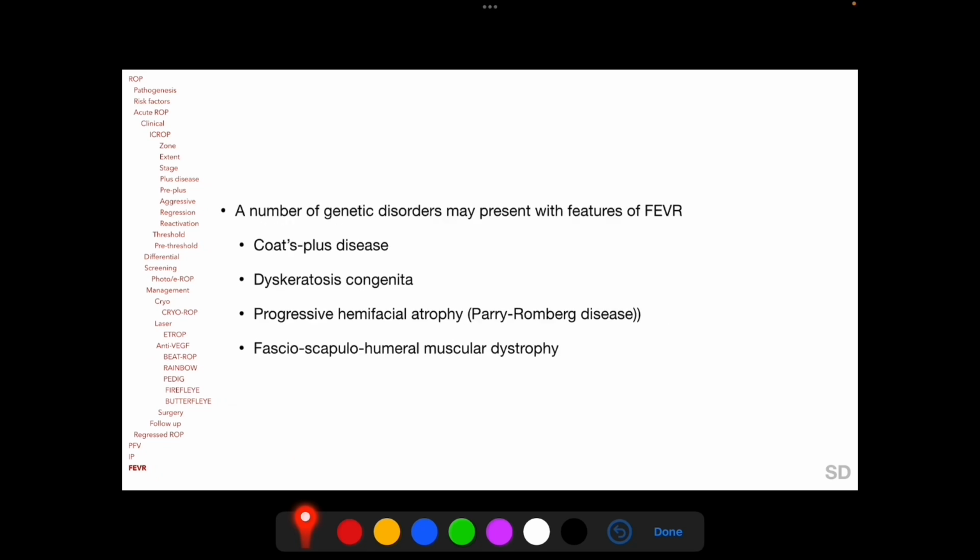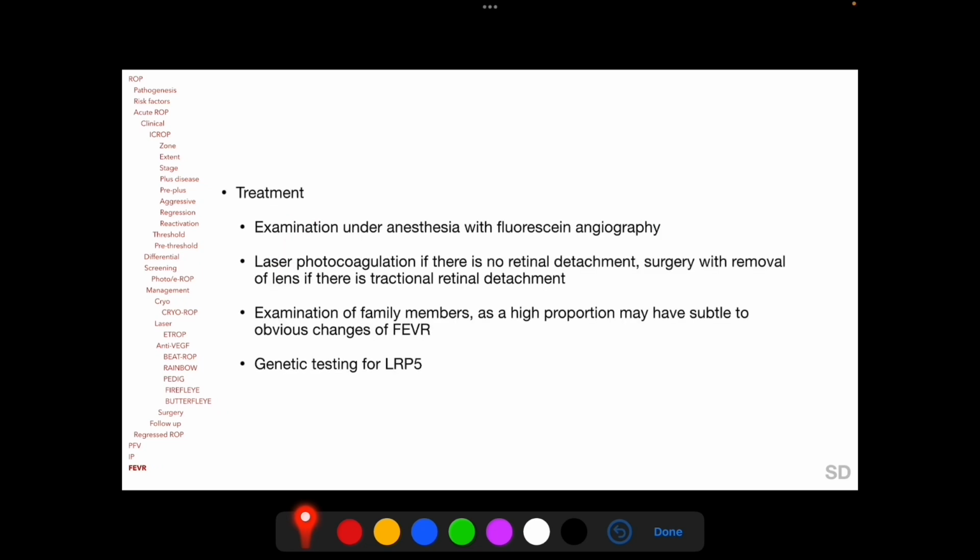A number of genetic disorders may present with features of FEVR, and these include Coats plus disease, which we will discuss in the next session. Patients with FEVR require examination under anesthesia with fluorescein angiography along with laser photocoagulation to the peripheral avascular retina if there is no retinal detachment, or surgery with removal of the lens if there is tractional retinal detachment.